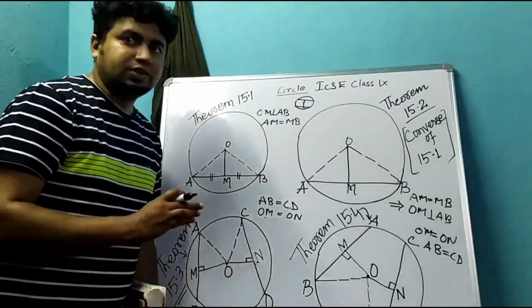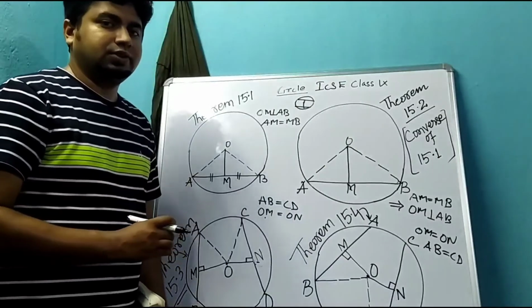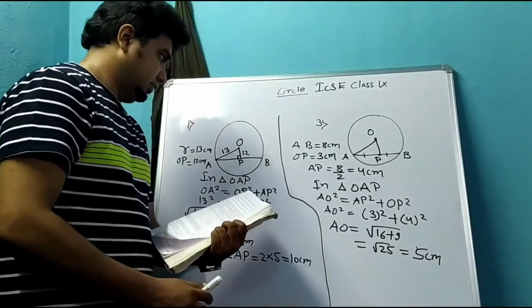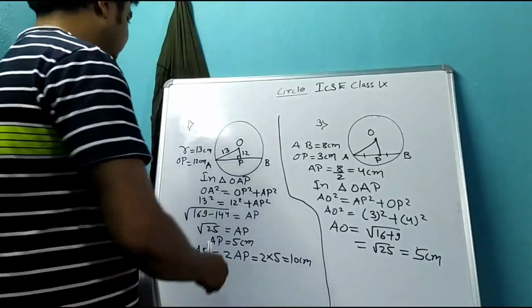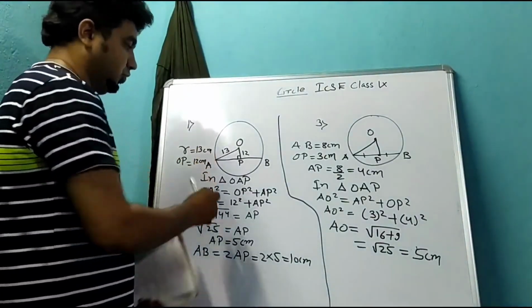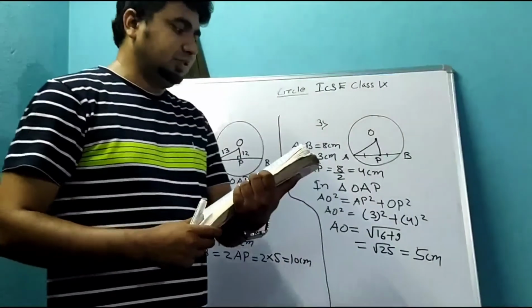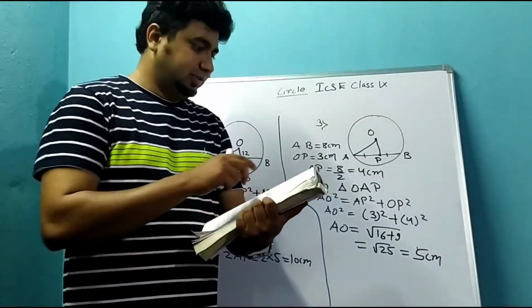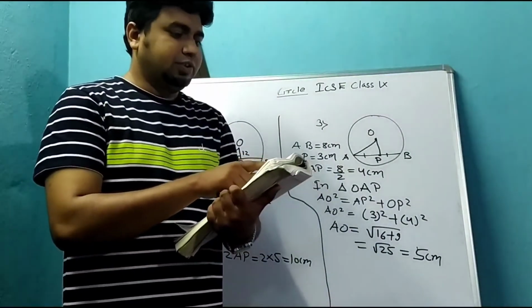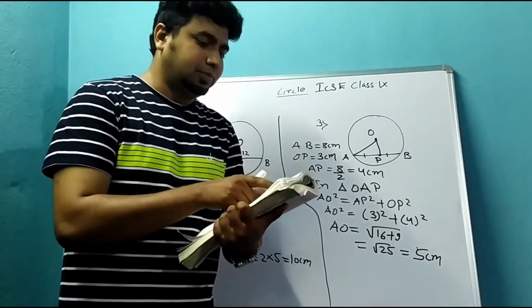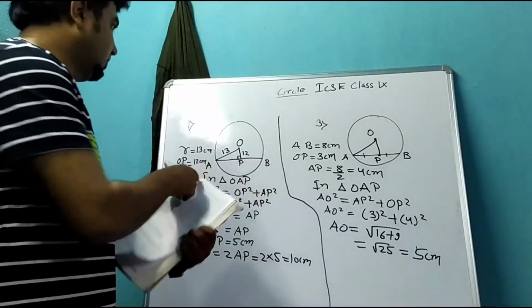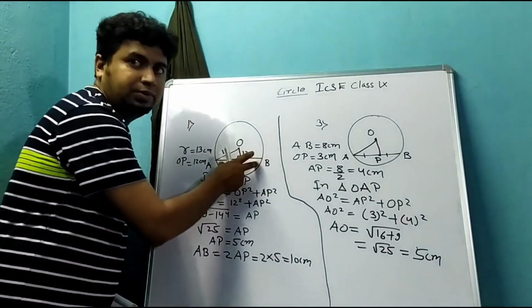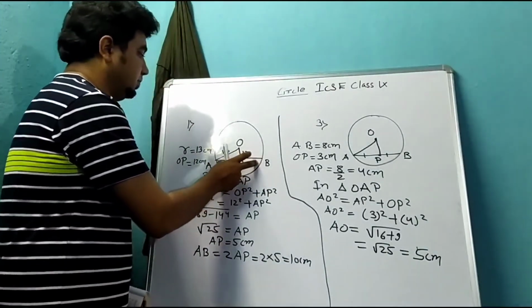Now I will be discussing some questions related to it. So the second point is that we are going to discuss some questions. In the first question it is given to us: calculate the length of the chord which is at a distance of 12 cm from the center of a circle of radius 13 cm. We have to calculate the length of the chord AB.